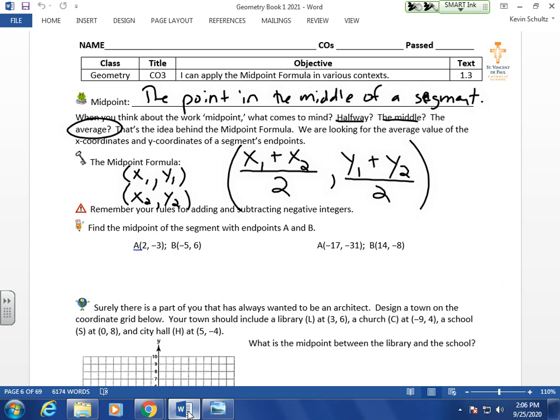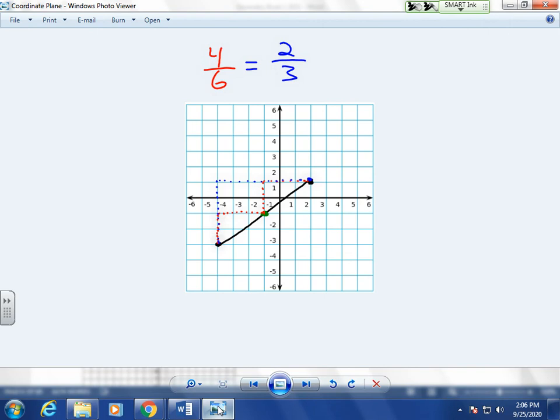Everyone have it? Okay. So let's go back to our coordinate plane here, and I'm going to write this formula up again.